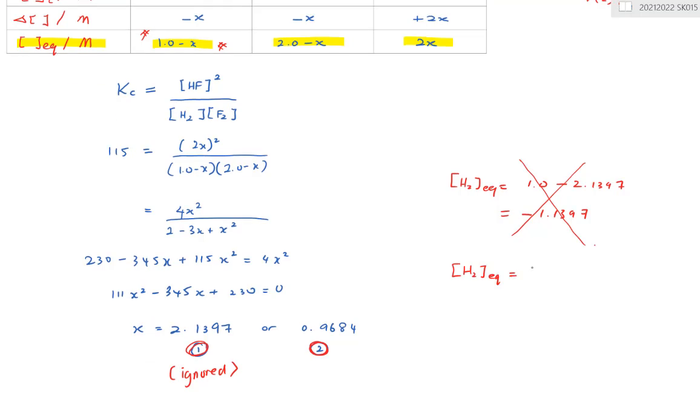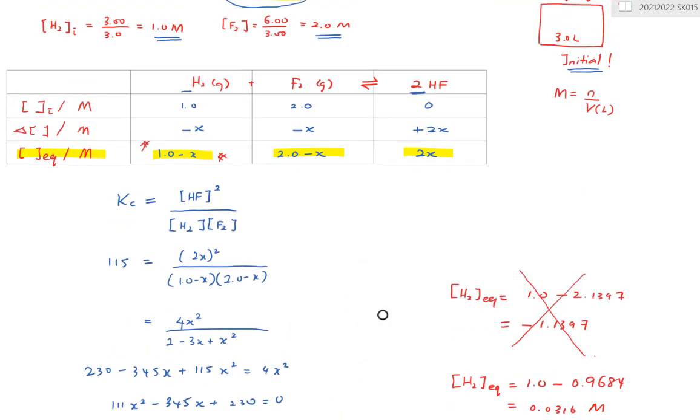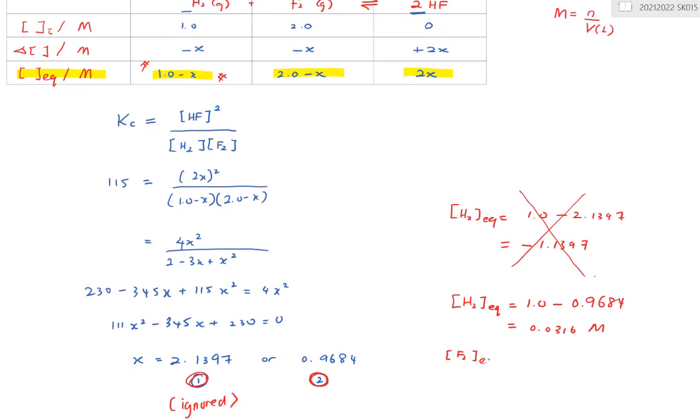Calculate the equilibrium concentration of hydrogen: 1.0 minus the value of x. This time we use x equals 0.9684, which will give you the concentration 0.0316 molar. So you get a positive value for the concentration. That means this is your answer. Then carry on with the concentration of fluorine gas at equilibrium: 2.0 minus x, the same value of x that we are using, gives you 1.0316 molar.